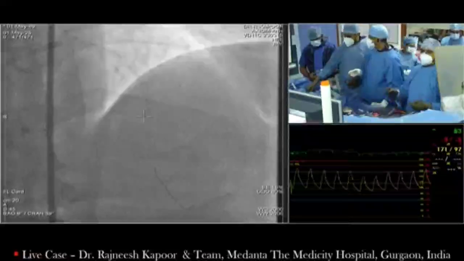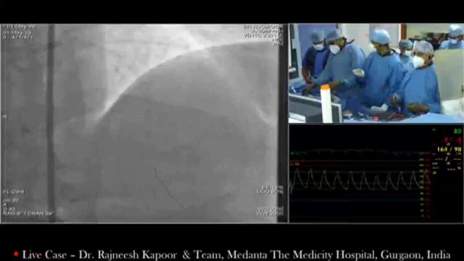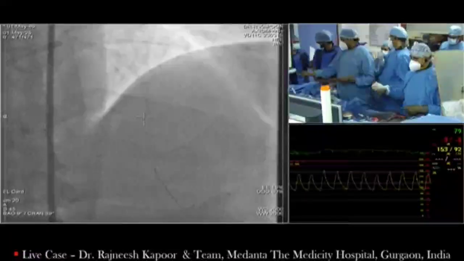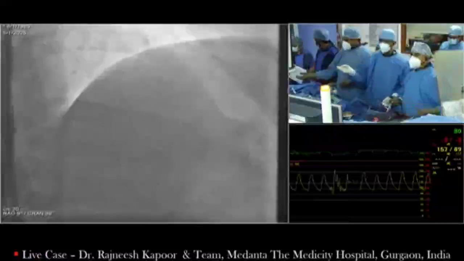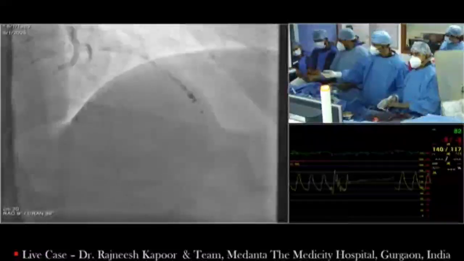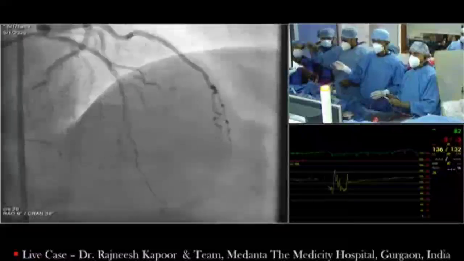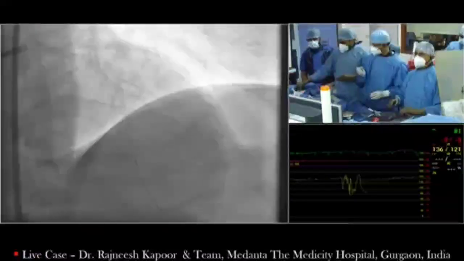So we have taken the Viper wire out and exchanged it with the All-Star wire, and then you saw the movement of the balloon. It was much smoother. We have dilated the whole segment with a 2.0 balloon, and I'm giving you a shot after that. Balloon very fast. Do you stay in the open with the balloon more than a second?